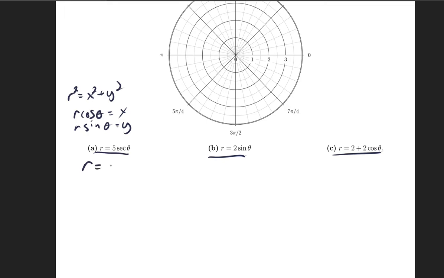So it's r equal to 5 over cosine theta. Let's write it that way. Then this is r cosine theta equals 5. Once we have something that looks like this, we can just swap it out for an x.